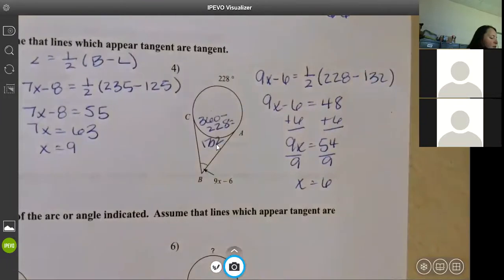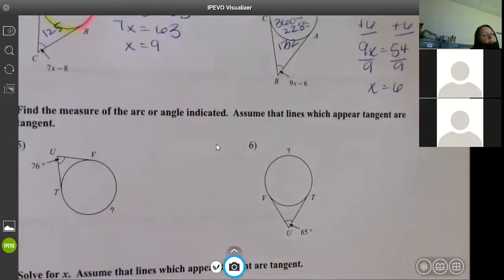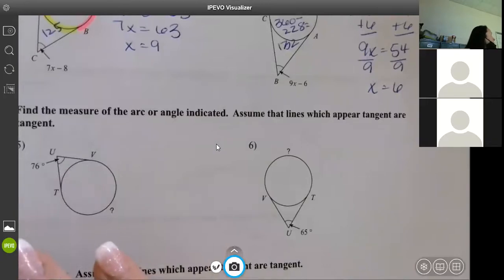Find the measure of the arc or angle indicated. Assume that lines which appear tangent are tangent. Again, it said find the measure indicated, so we need this big part here. But the problem is I don't have either one. Okay, so these are the hardest problems. Got it? These are the hardest ones.